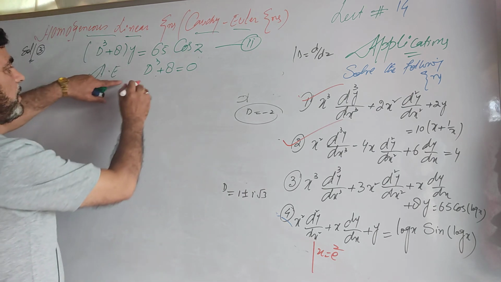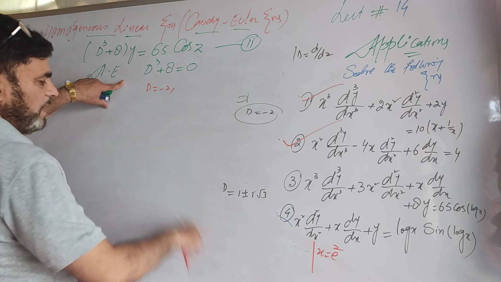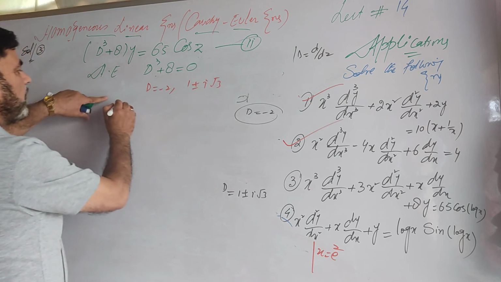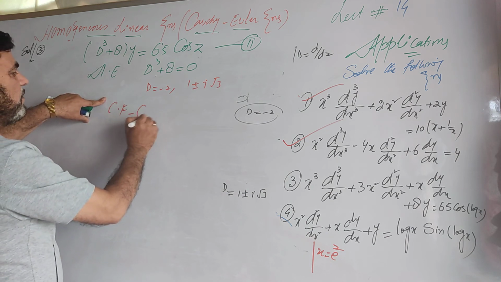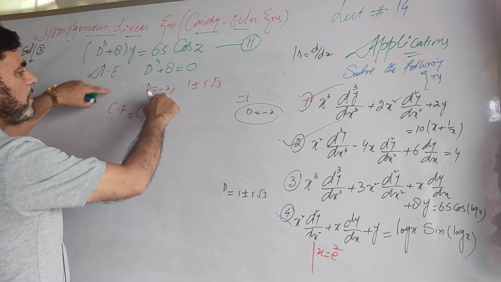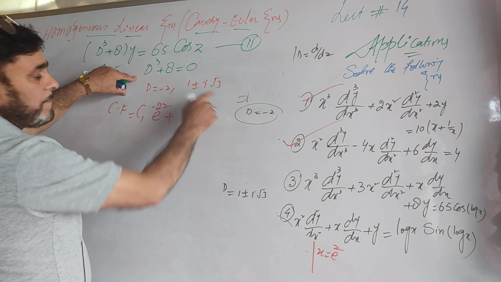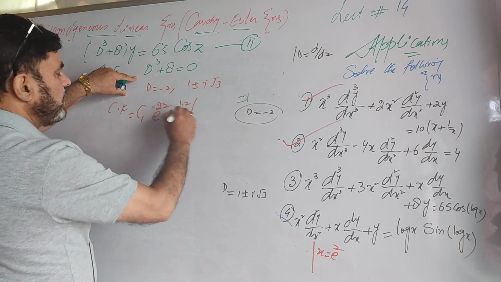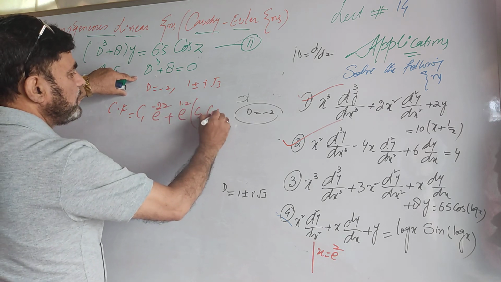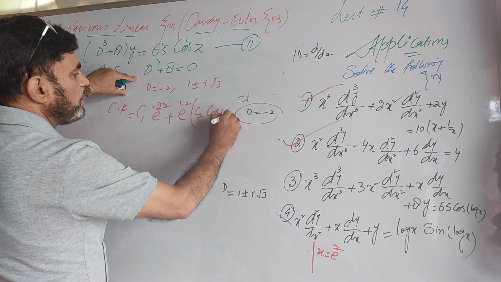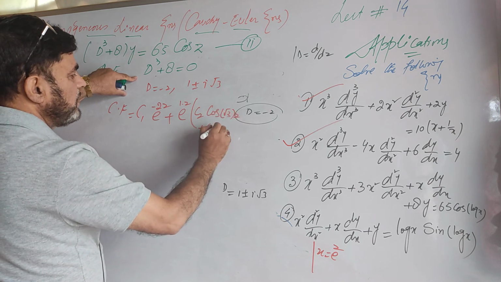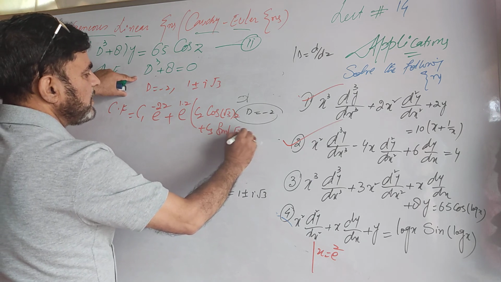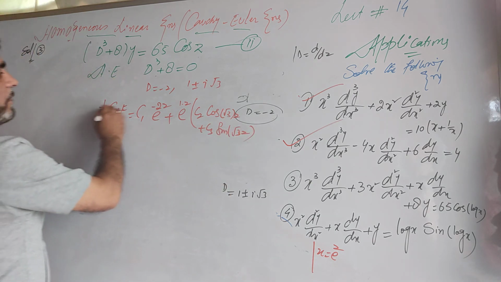So my roots are D is minus 2. I have simplified it: 1 plus iota root 3. What is the complementary function? It is c1 e raised to the power minus 2z. Here, the other roots are complex, so it is e raised to the power of the real part, 1 into z, then c2 cos of root 3 z plus c3 sin of root 3 z, because your independent variable here is z. This is your complementary function.